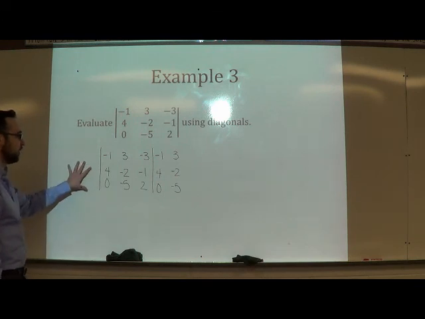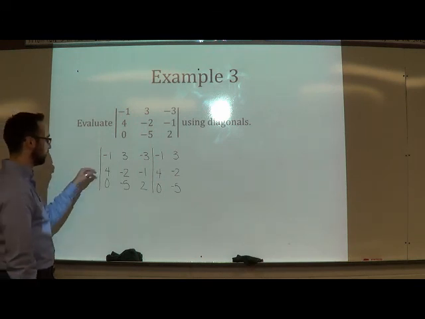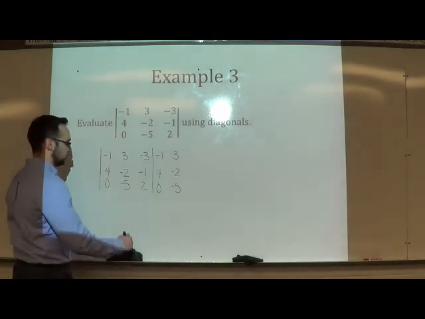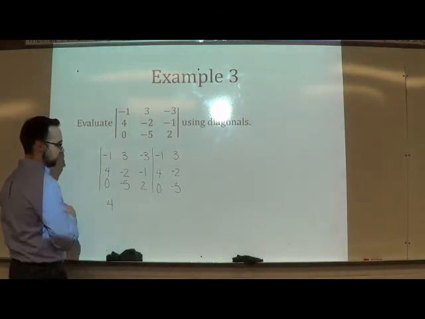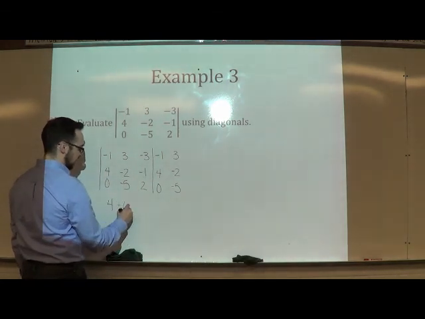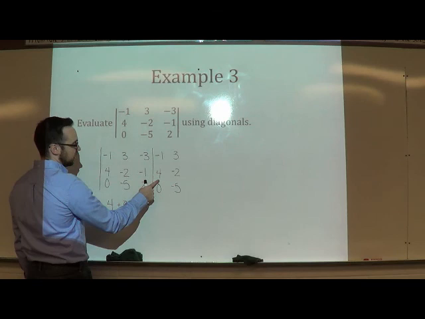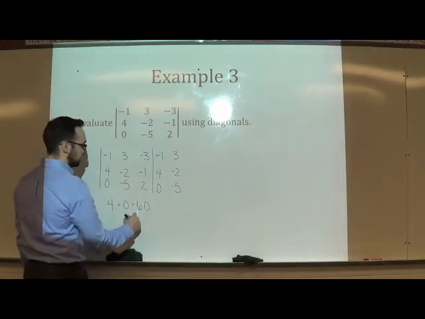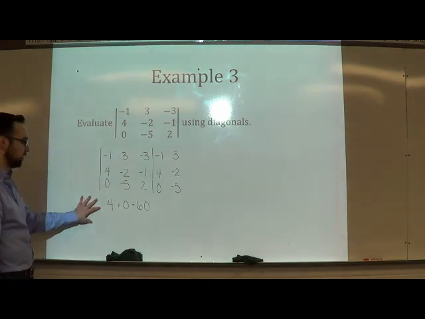Okay, so now that I've rewritten these, we're going to start by multiplying downwards. So we have negative 1 times negative 2 is 2, times 2 is 4. So that stays positive. 3 times negative 1 is negative 3 times 0 is 0, so we just add in a 0. And then negative 3 times 4 is negative 12, times negative 5 is a positive 60. So those ones we add, and those are all positive.